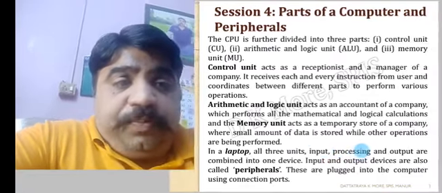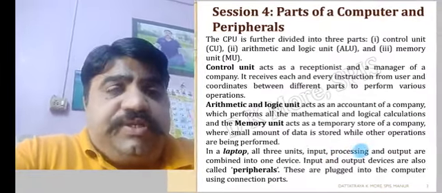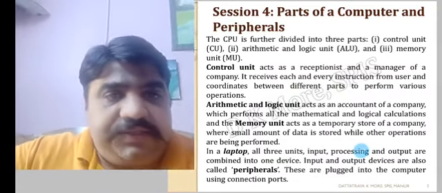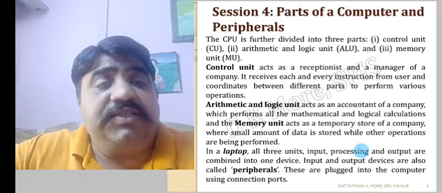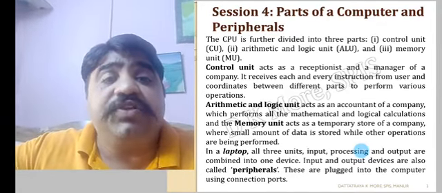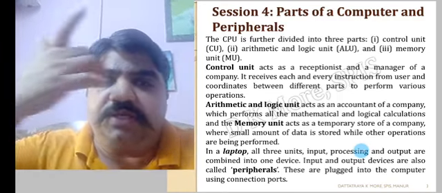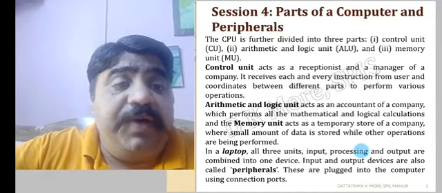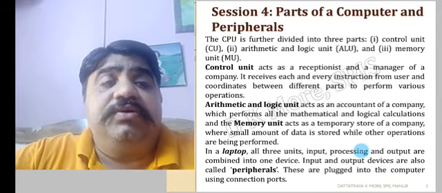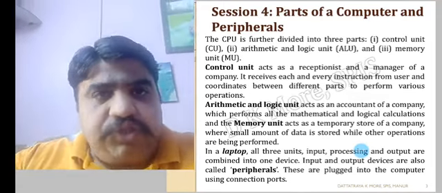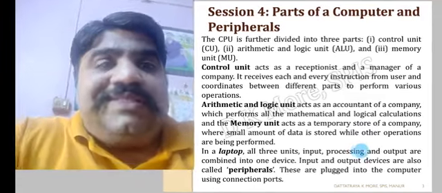But in a laptop, all these three units, input, processing and output, are combined into one device. Input and output devices are also called peripheral devices. Peripheral means which can be attached to a computer system externally, from outside. These are plugged into the computer using connection ports. That also we are going to see in further slides.